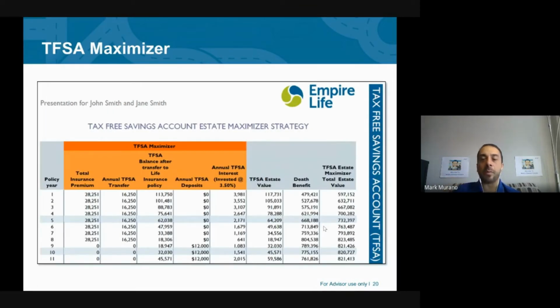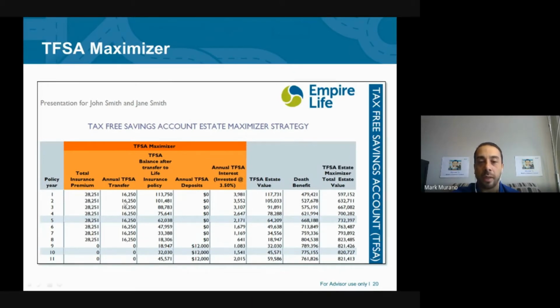Now, this is a summary page that you would be going over. So the orange is your TFSA maximizer concept, and then your gray is your overall estate value. So I've put in $28,250 of insurance premiums, of which $16,000 is a transfer from my existing TFSA. So my new TFSA balance, we had 130 minus 16,250 equals $113,000 left for the first year. We get a little bit of growth on that. My overall estate value, my TFSA plus my life insurance, is then $597,000. So I've taken my value now almost to $600,000.